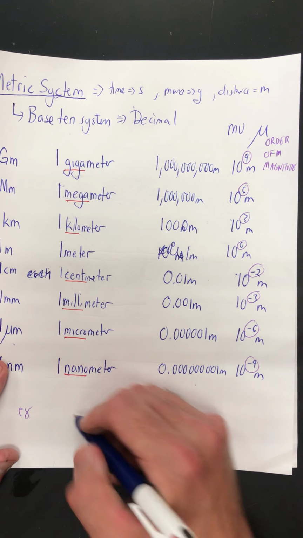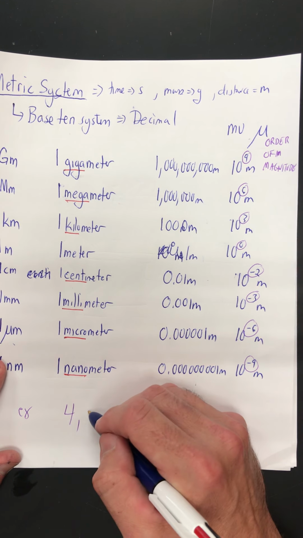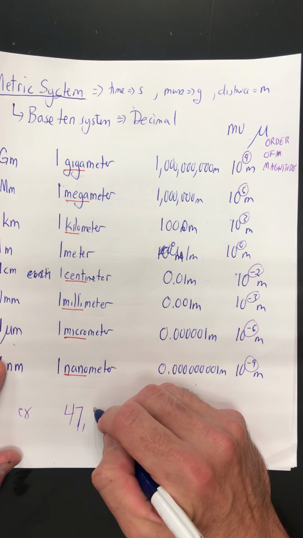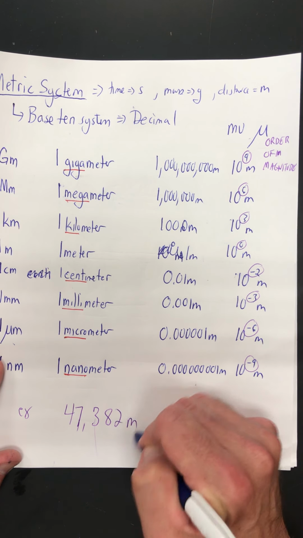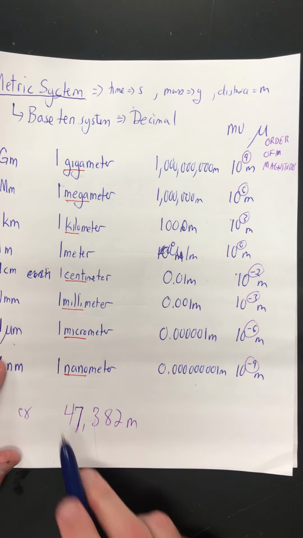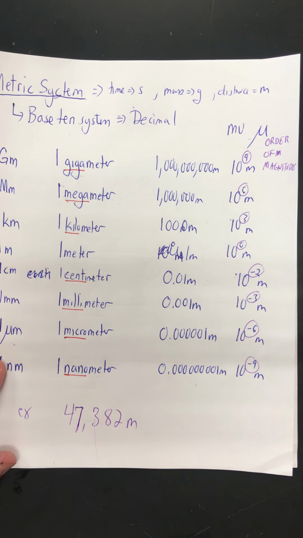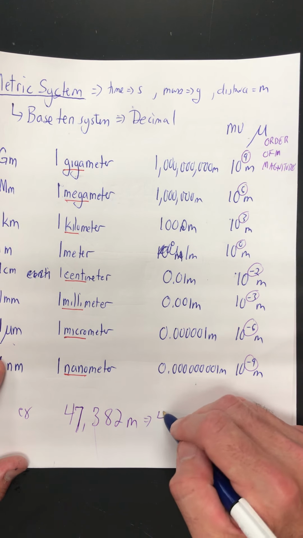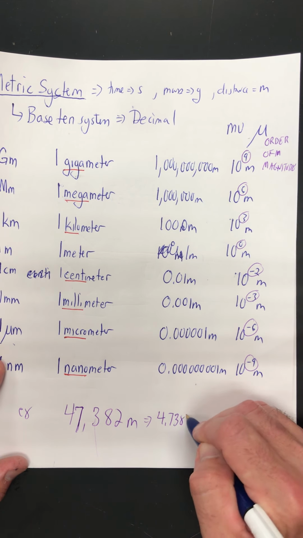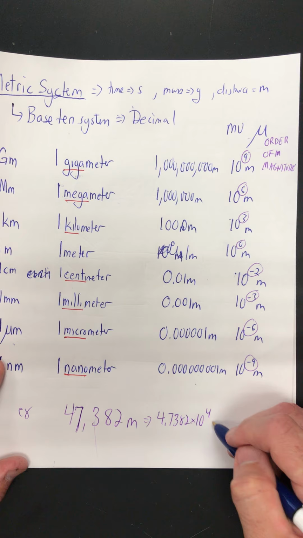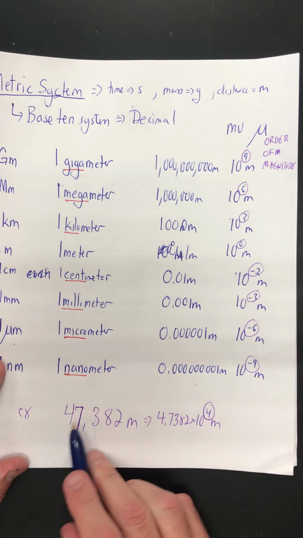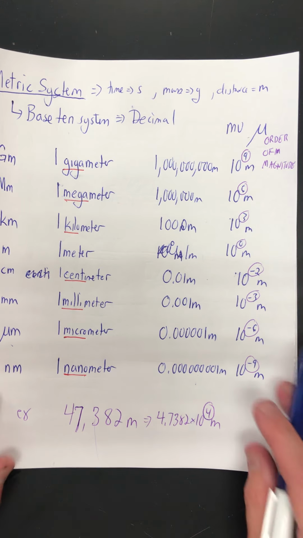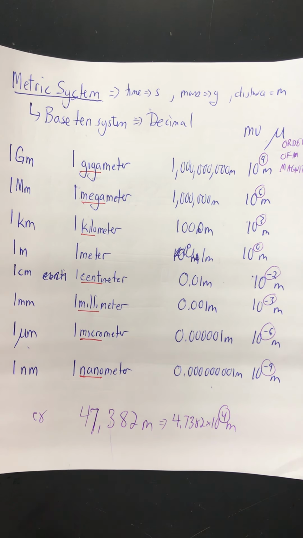So for example, if I write the number 47,382 meters, right? I say, what's the order of magnitude of this thing? We would say, oh, okay, well, if I were to put that into scientific notation, it'd be 4.7382 times 10 to the 4 meters. This would be of order of magnitude 4, okay? So it's relative scale. So there we go.